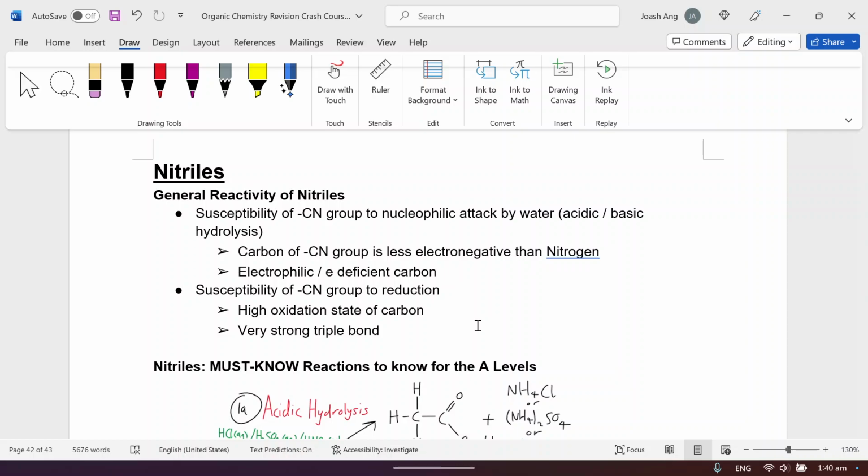So nitriles, note that it can undergo a nucleophilic attack by water because you have a partial positive on the carbon right here and a partial negative on the nitrogen right here. Okay? It's also very susceptible to reduction because you can see the oxidation state of carbon is actually quite high. It's around +3. So I would want to reduce it to a lower oxidation state. Okay?